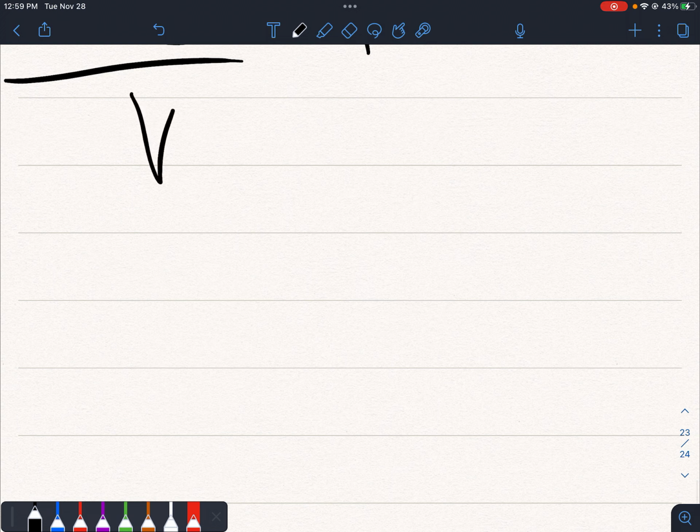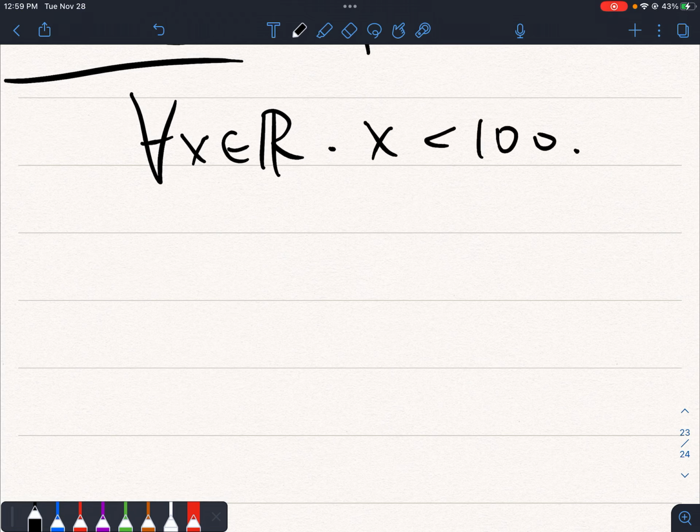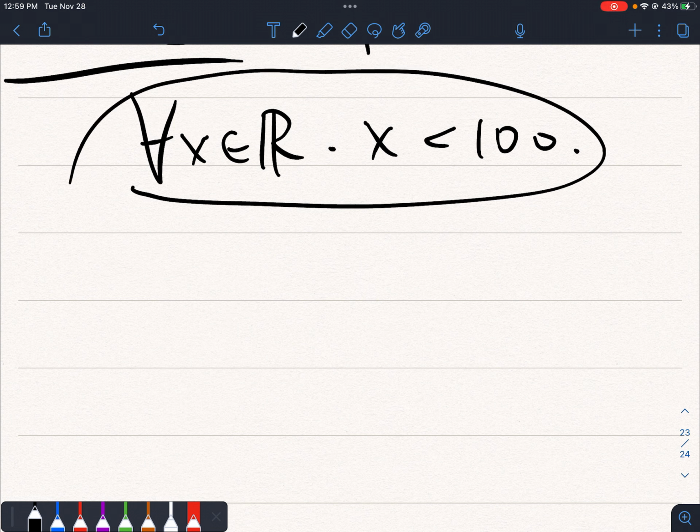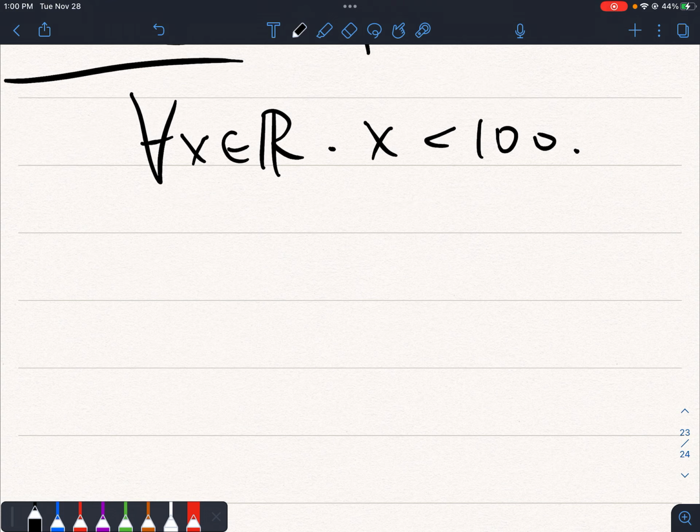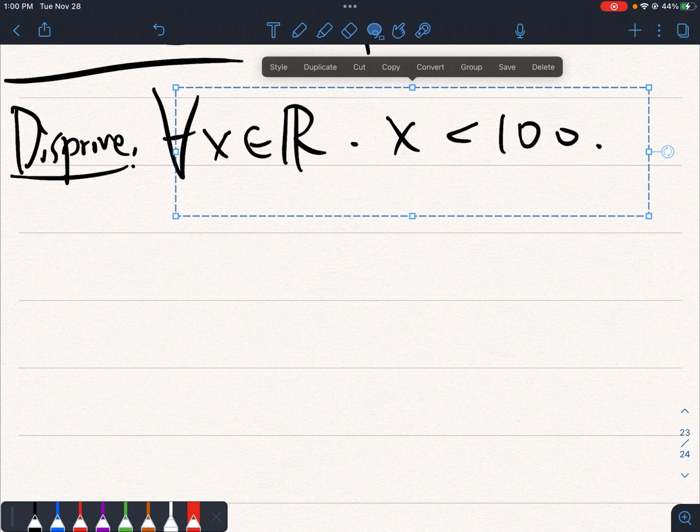So for example, let me show this. This is clearly a false statement: for all x in R, x is less than 100. This is clearly false, right? Because this means every real number is less than 100. Clearly, you have infinitely many real numbers that are at least 100. This is false. So we're not asking to prove it, but we're asking to disprove it, which means we want to prove that this is false.